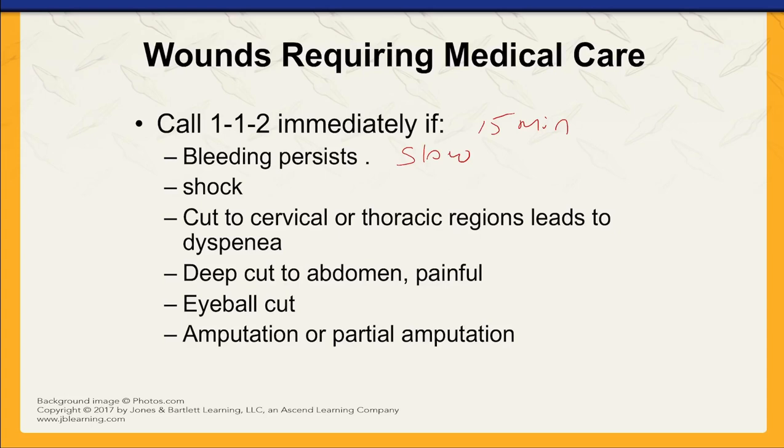If they have an injury to the eye, the eyeball is cut, the eye is bleeding, they need to see an eye doctor, an ophthalmologist at that point. Or anytime there's a part of the body that's been cut off or partially cut off, they need surgery, so they need to go to an emergency room, a trauma center.